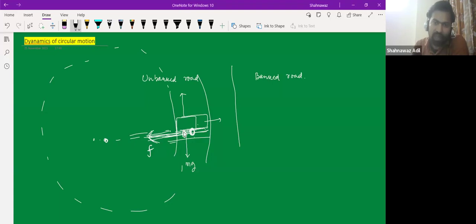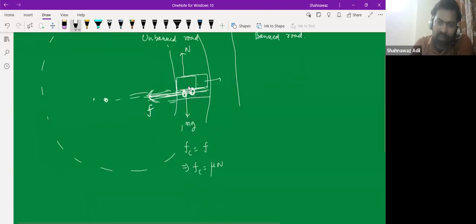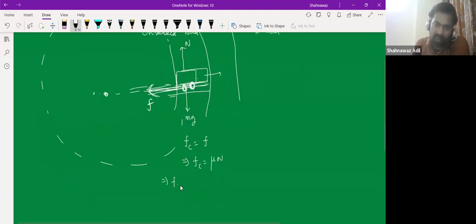Let's say we want the maximum speed with which you can move on this road so that you don't slip. That would be when the centripetal force Fc is equal to this frictional force. We know the frictional force is mu N, and N is mg. So Fc equals mu mg.